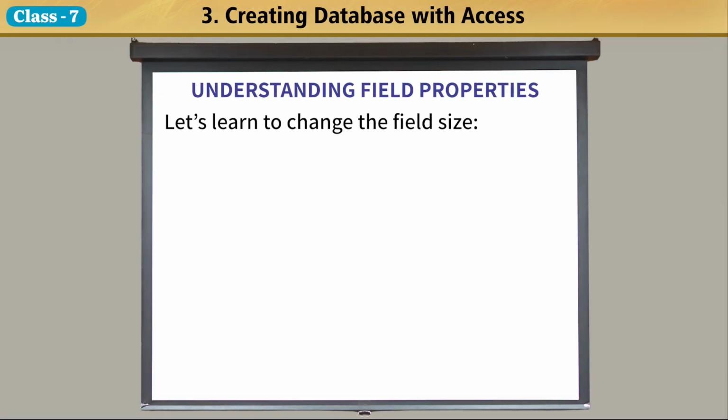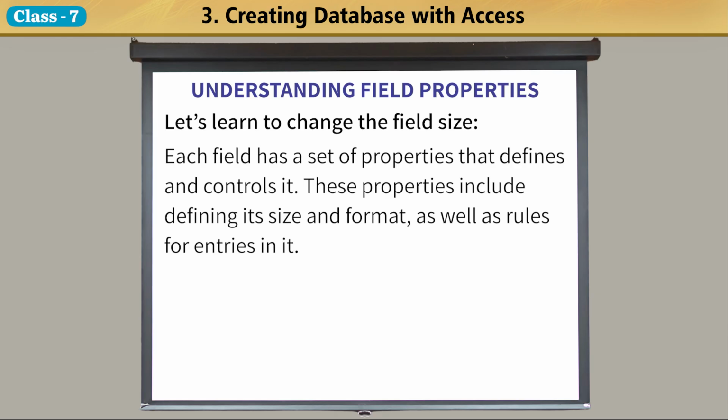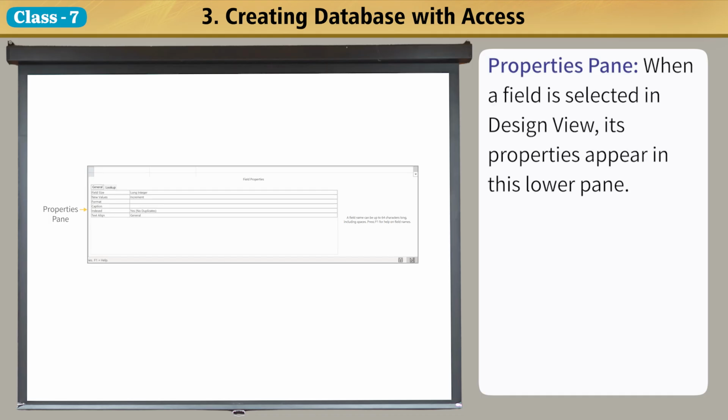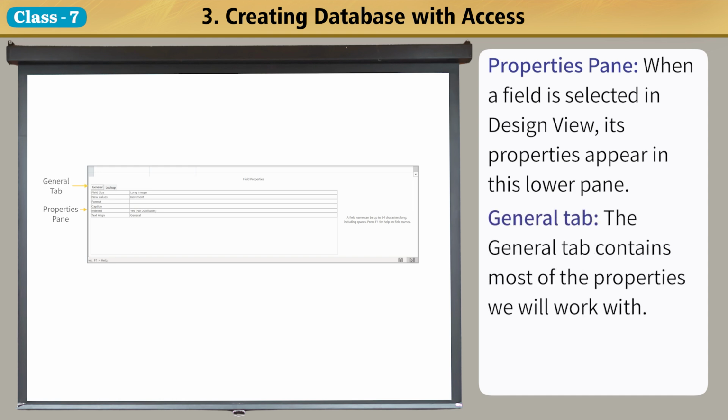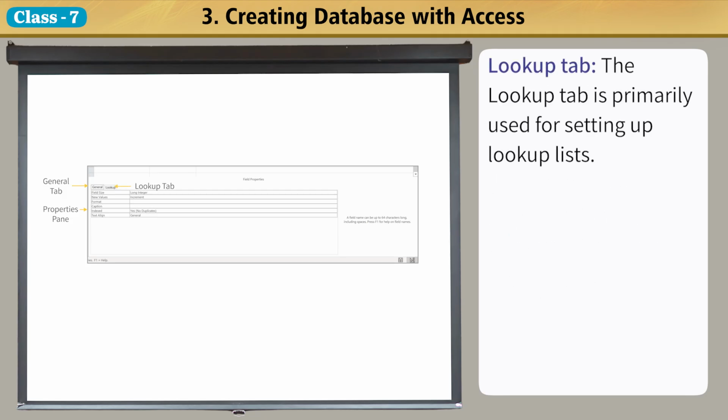Understanding field properties. Let's learn to change the field size. Each field has a set of properties that defines and controls it. These properties include defining its size and format, as well as rules for entries in it. Properties pane. When a field is selected in Design view, its properties appear in this lower pane. General tab. The General tab contains most of the properties we will work with. Lookup tab. The Lookup tab is primarily used for setting up lookup lists.